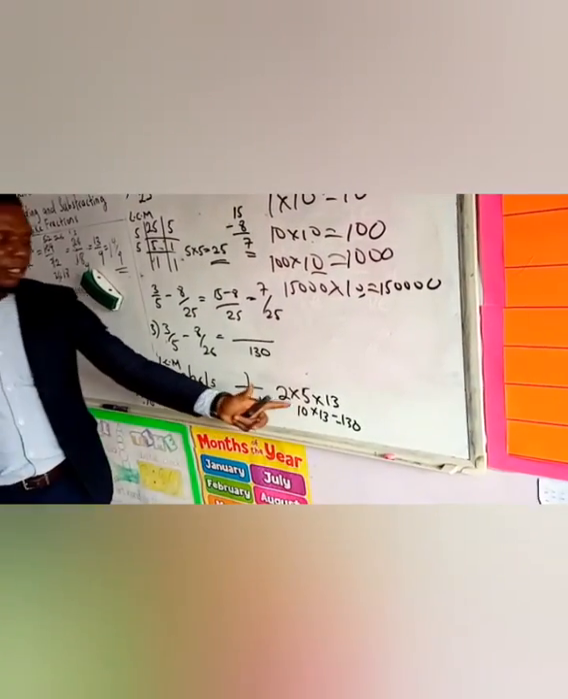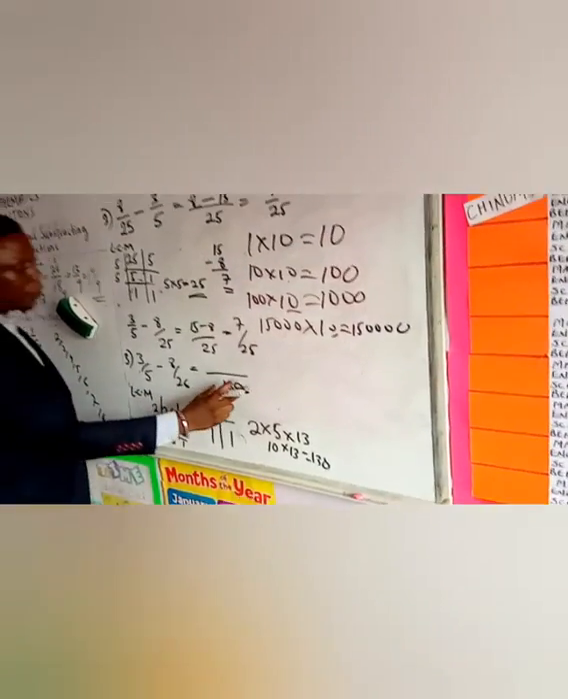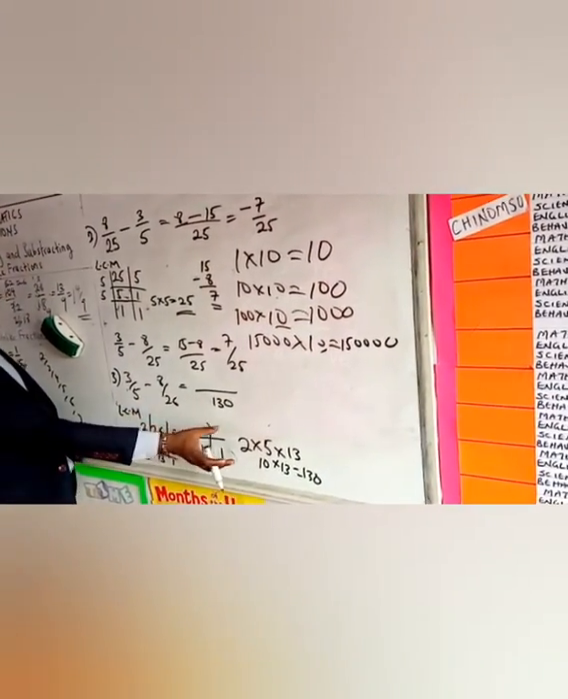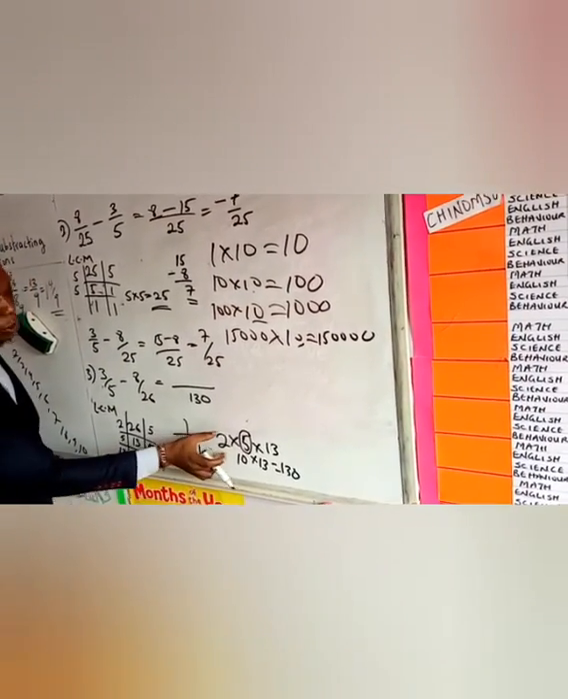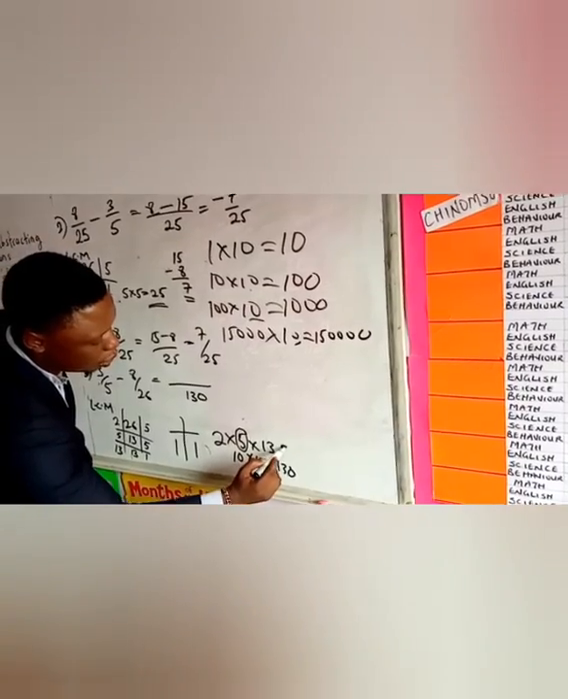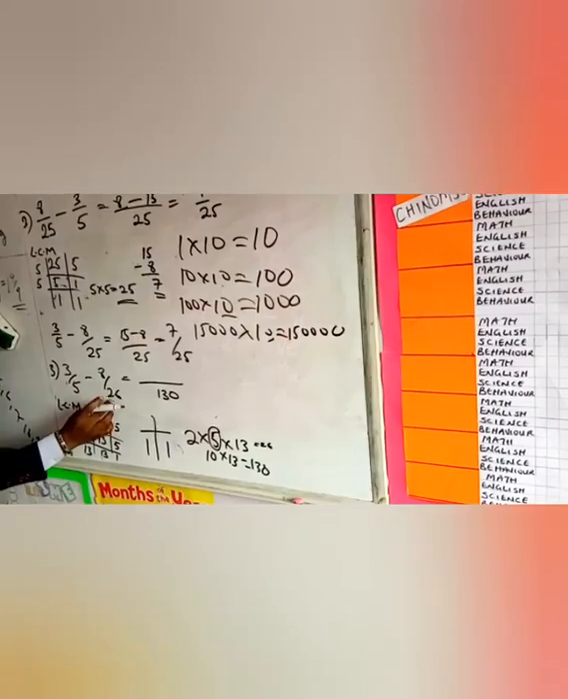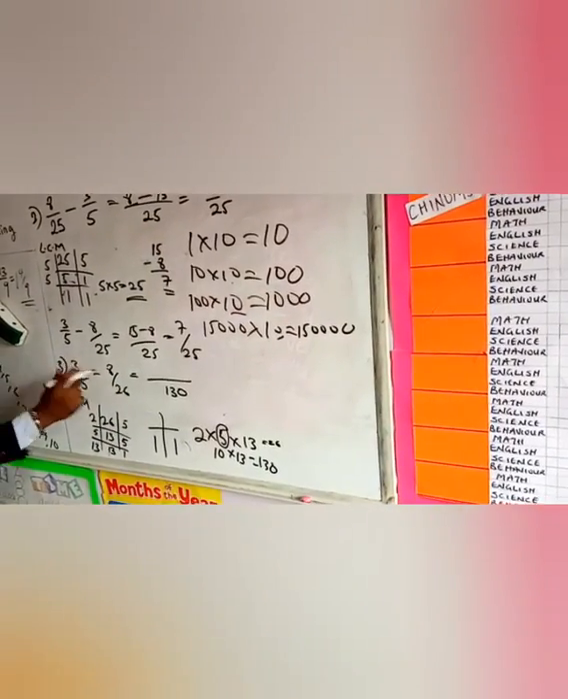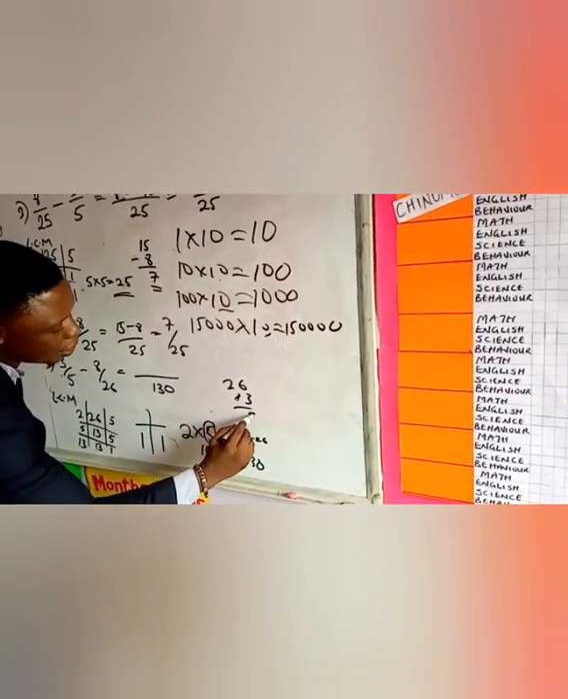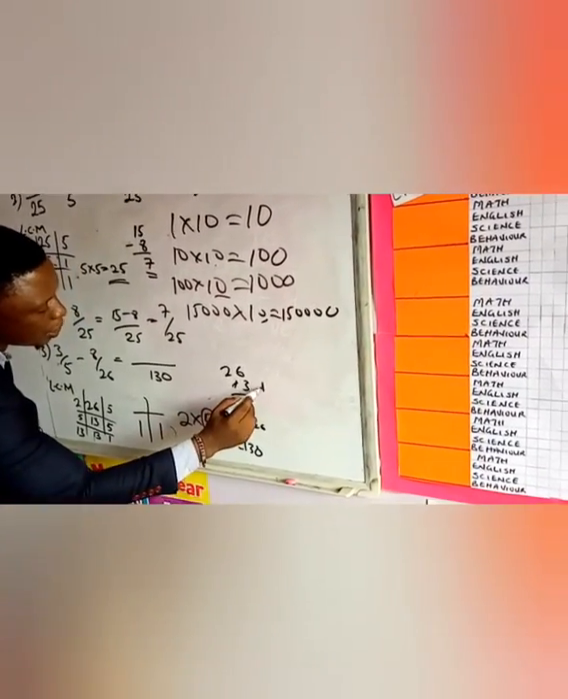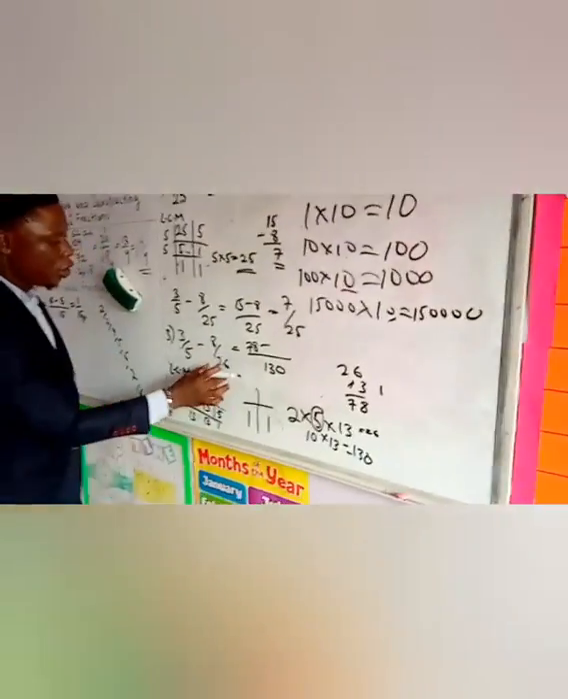LCM sometimes, or most times, makes things easy for us. If you want to divide 130 by 5, look at your LCM. This is 5. 2 times 13 is what? 26. So 130 divided by 5 is 26. So 26 times 3 will give us what? 3 times 6, 18. 3 times 2, 6 plus 1, 7. That is 78.